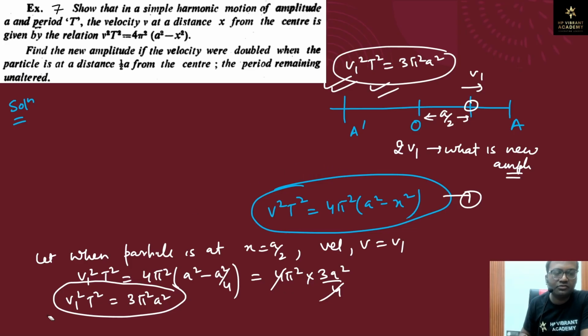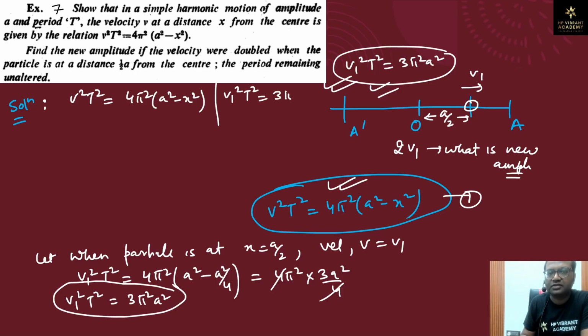And time period is only dependent on the intensity of force, that is mu. It is not dependent on the velocity. So we can use this equation. On changing the velocity, there is no change in the time period. So we have v square T square is equal to 4 pi square (a square minus x square), and we have v1 square T square is equal to 3 pi square a square. These two equations we are having.